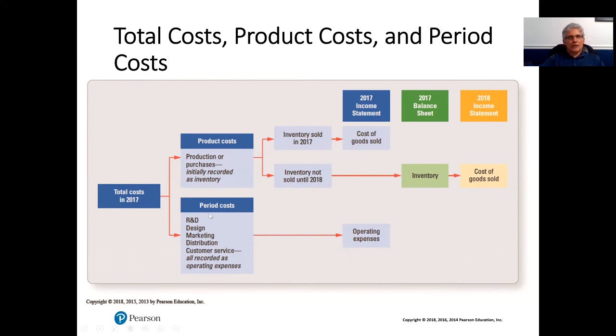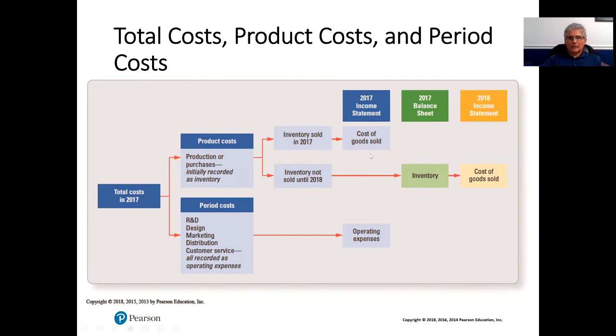Period costs, on the other hand, such as research and development, design, marketing, distribution, customer service, all of these costs are considered period costs. These costs are just charged immediately to the income statement. It's going to be part of operating expenses.